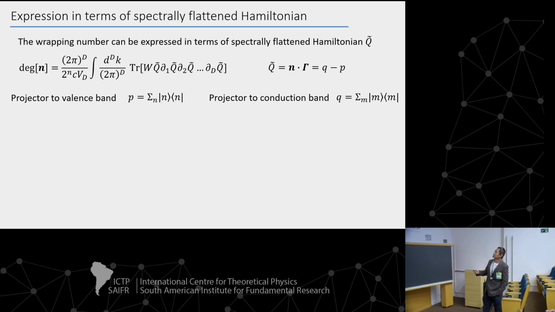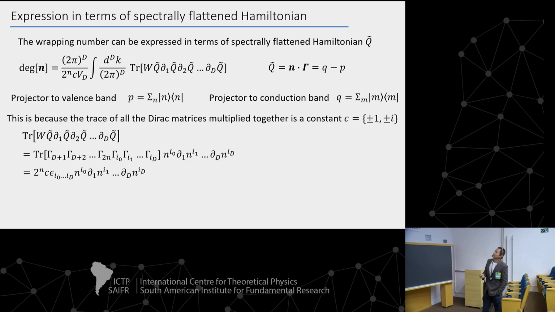And also I want to mention that this spectrally flattened Hamiltonian is equivalently the projector to the conduction band minus the projector to the empty band. Because this is spectrally flattened, the eigenvalues are either 1 or minus 1. So naturally, you are projecting to either the eigenstate with positive eigenenergy or negative eigenenergy. So the proof is very simple, because it is actually the same proof as before. You take a trace of all the Dirac matrices multiplied together, then you get a constant. And plus, the Dirac matrices anti-commute, so you naturally will have this fully anti-symmetric Levi-Civita tensor in front of it.